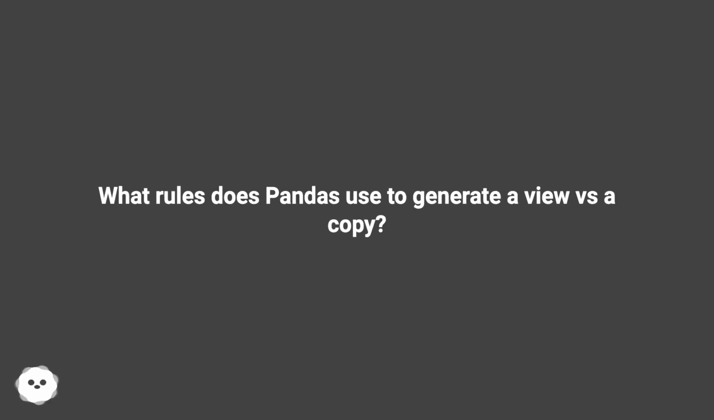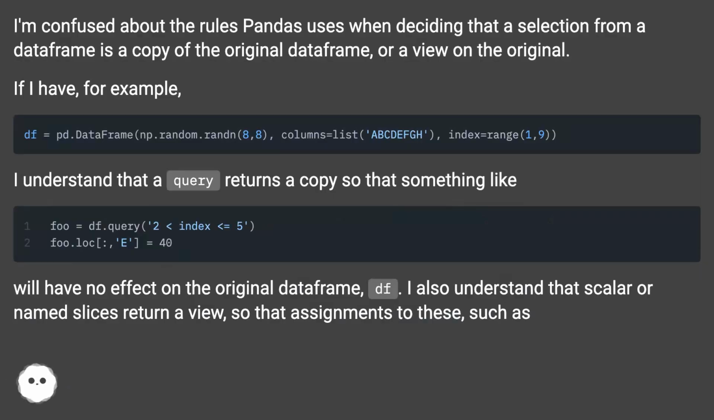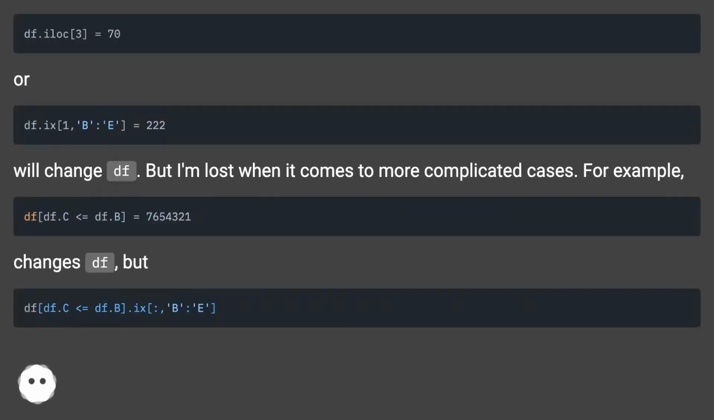What rules does Pandas use to generate a view vs a copy? I'm confused about the rules Pandas uses when deciding that a selection from a data frame is a copy of the original data frame, or a view on the original. If I have, for example, I understand that a query returns a copy, so that something like will have no effect on the original data frame, df. I also understand that scalar or named slices return a view, so that assignments to these, such as or, will change df. But I'm lost when it comes to more complicated cases.